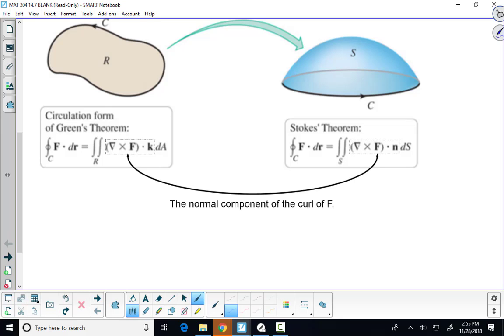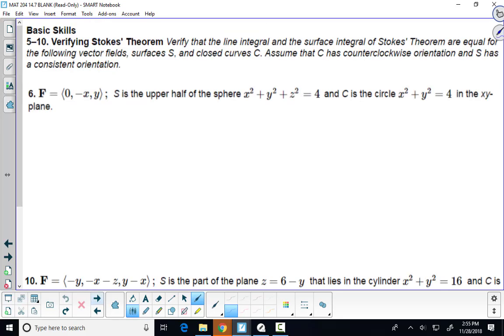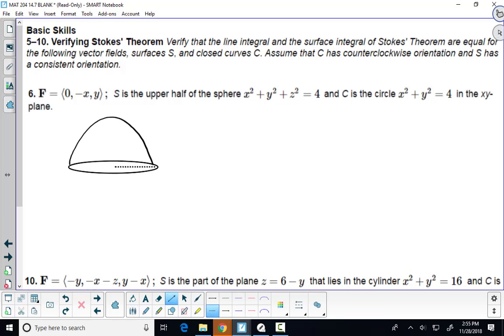So we can either integrate the circulation integral around the boundary, or we could add up all the normal components of the curl throughout the whole surface. Either one of those will give us the same answer. Let's try it. So S is the upper half of a sphere of radius 2. Not 3. Radius 2. Not any other number. I'll make that 2 nice and big. Radius is 2. I will not forget.